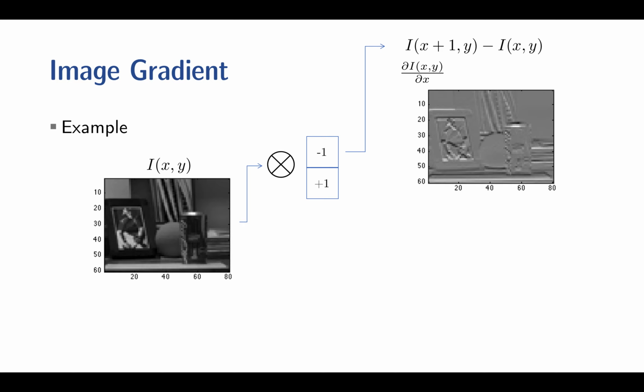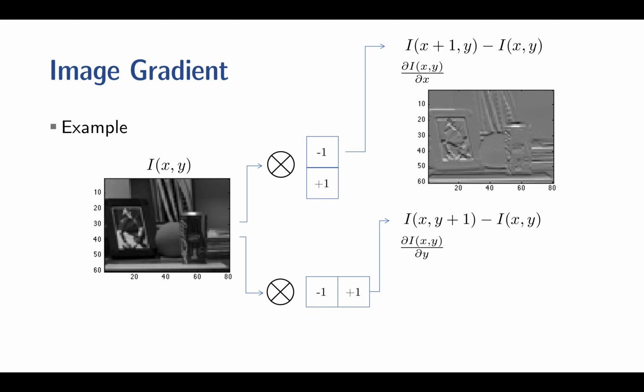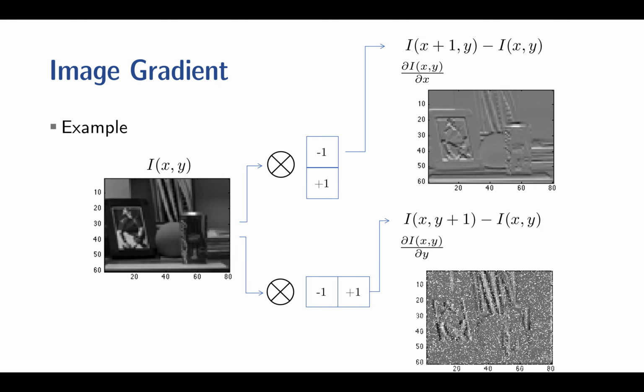This is just one part of the gradient vector. This is the first term in the gradient vector. What I can do is another convolution with this mask. What would that be mathematically? That would be I of x, y plus 1 minus I of x, y, because this is in the y direction, and as a symbol I call it the partial derivative of I of x, y with respect to y, and this is what it looks like.